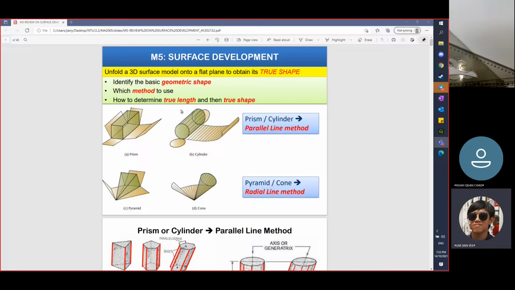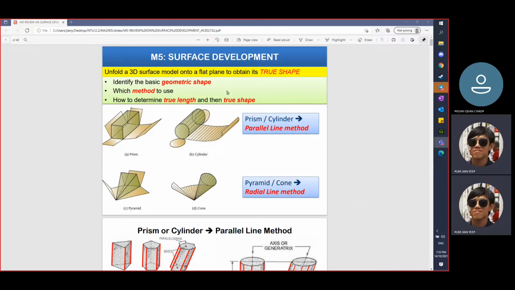Okay, so welcome to this week of engineering graphics. This week we're going through M5. So what is M5? M5 is technically taking a 3D model and unraveling it, as you can see from the first slide.